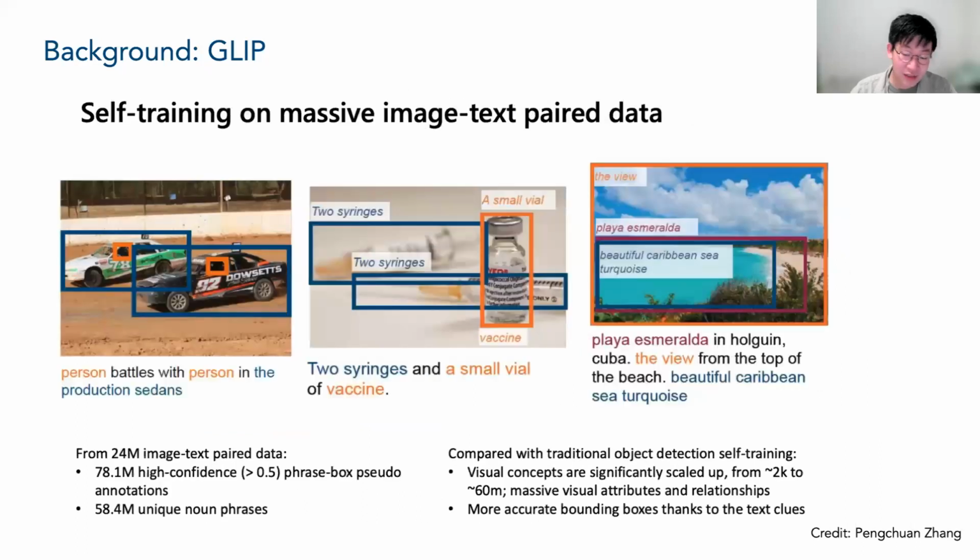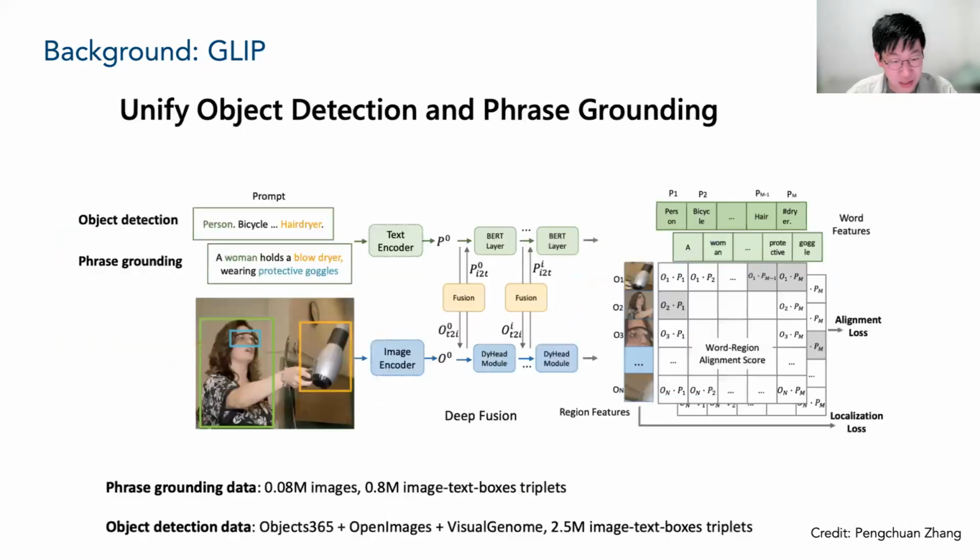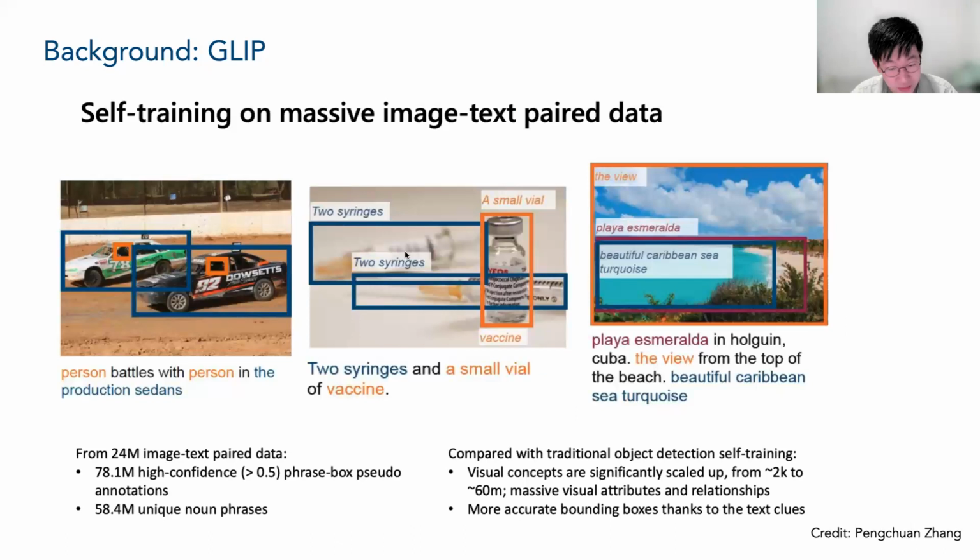Yeah. But that's the phrase grounding data. The annotated data is usually like you have a caption, but you also have boxes paired with phrases. So that's not very scalable. But the thing that actually gives power to GLIP is you can now self-train on massive image text paired data.